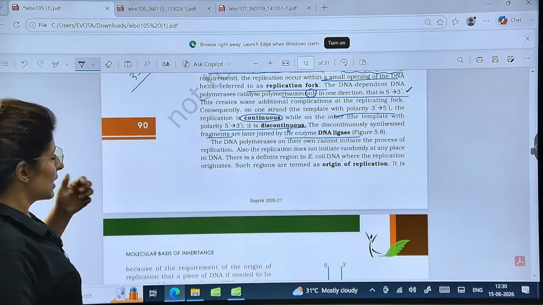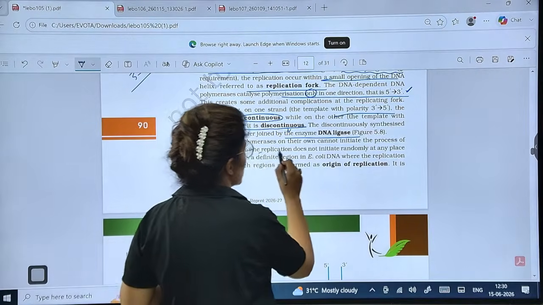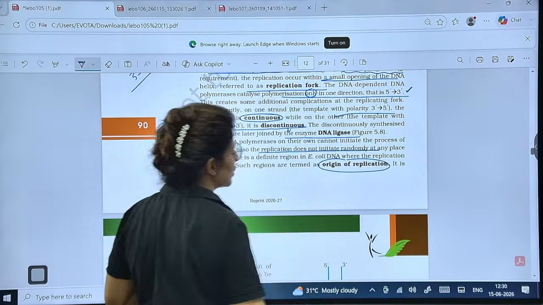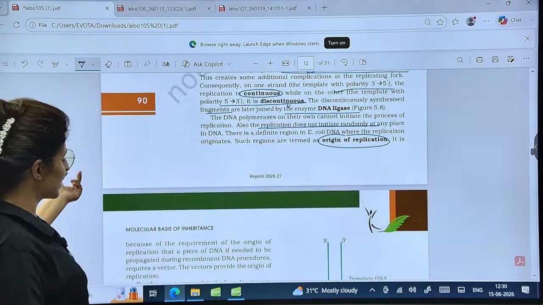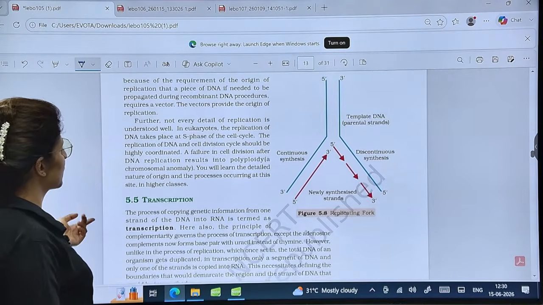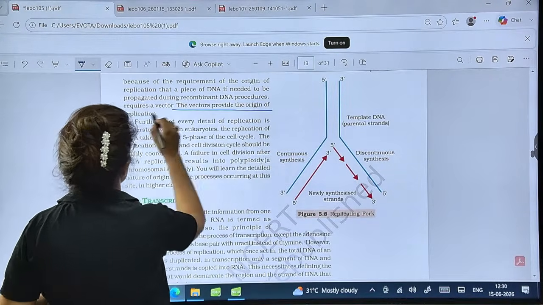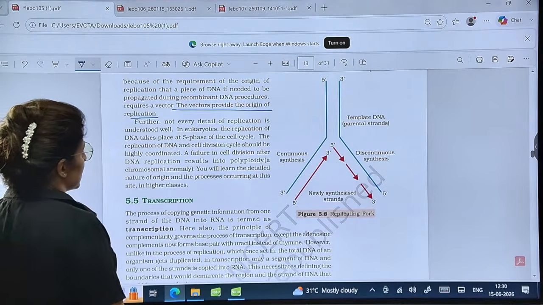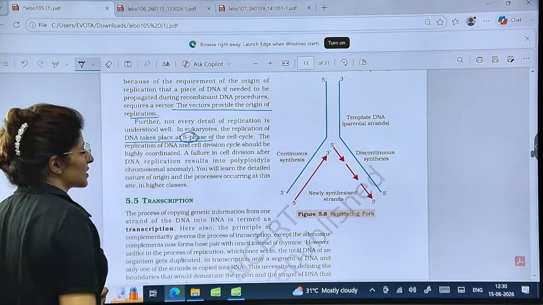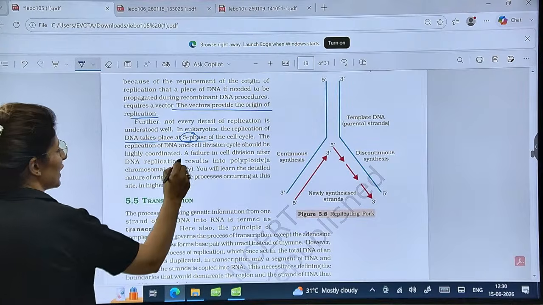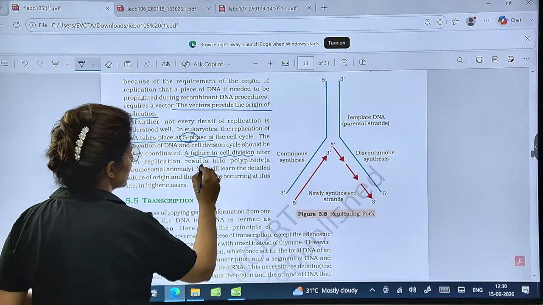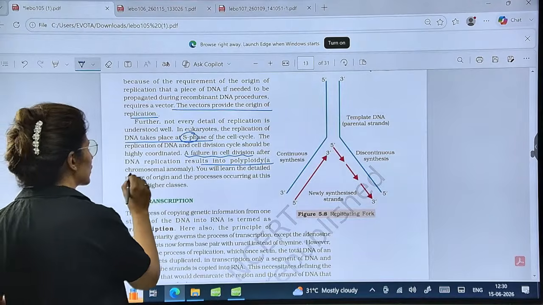Is that clear? Now, replication does not initiate randomly, rather it occurs at a special place known as origin of replication. Is that clear? Now, because of the requirement of origin, the vectors provide the origin of replication. Now see here, when does replication occur? Replication takes place during S phase of cell cycle. What will failure in cell cycle division lead to? Failure in cell division will lead to polyploidy or the chromosomal anomaly.